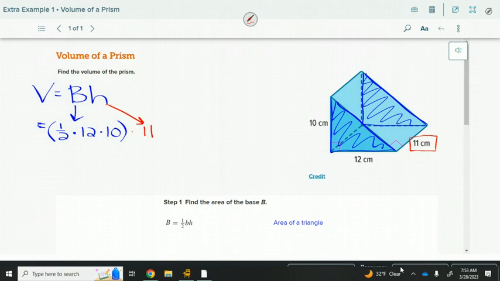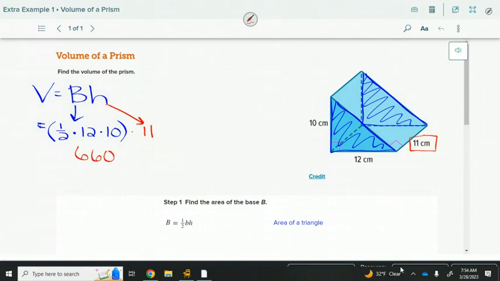Now we're going to multiply these numbers together. So with a calculator, this is really easy. You can just do 1/2 times 12 times 10 times 11. And this is going to get us our answer. Just multiply all four of those numbers together. 1/2 times 12 times 10 times 11. Does anybody already have that one? When we multiply all those together? 660, good. So that's our volume.